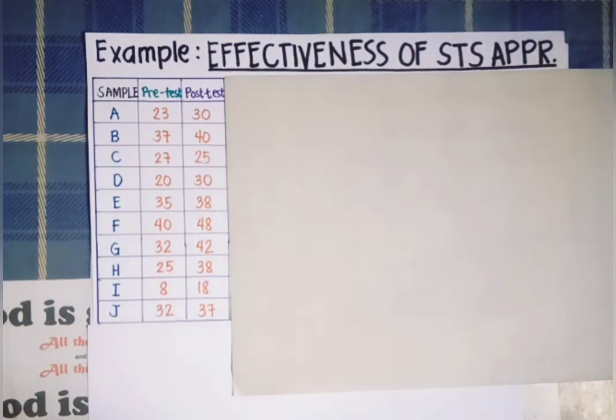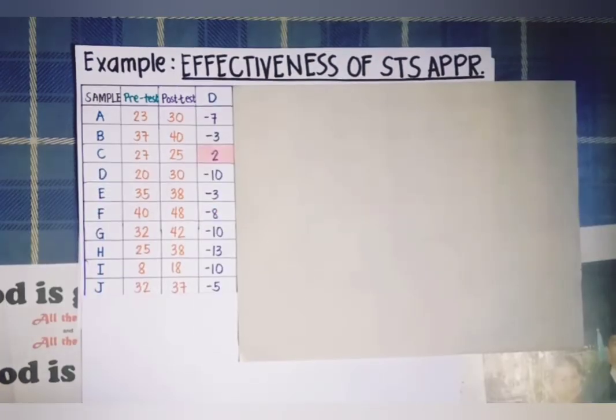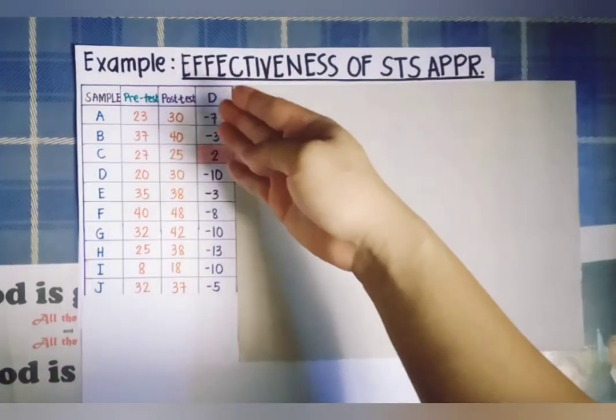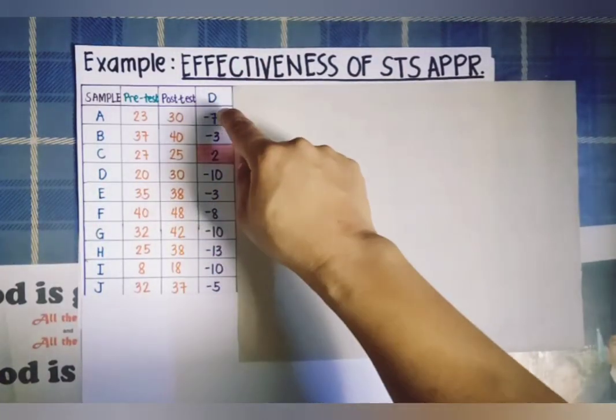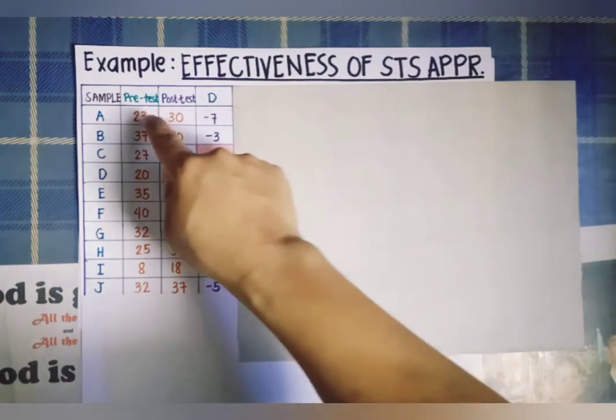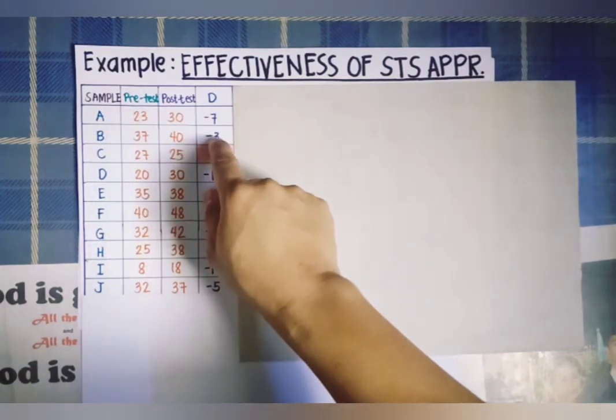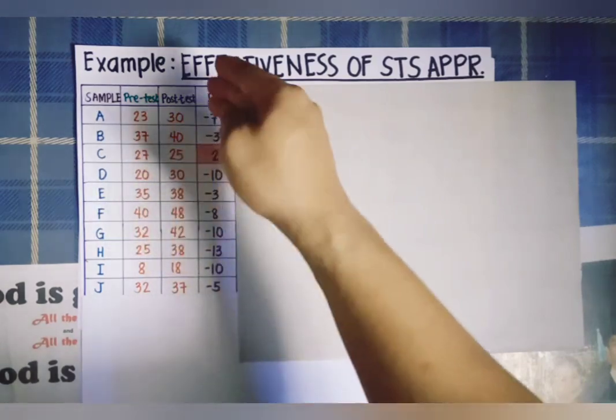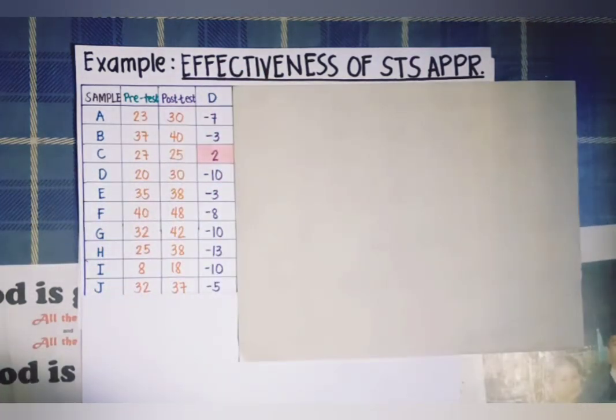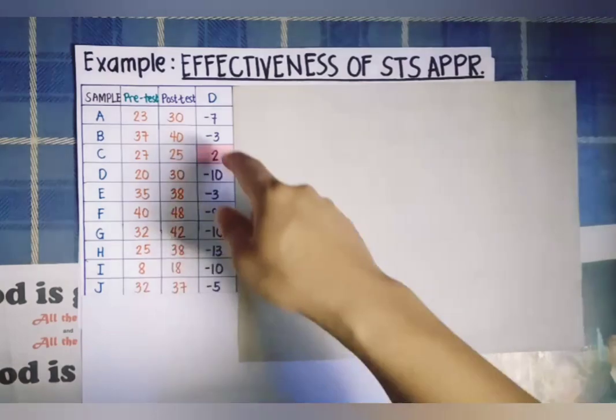So what we are going to do here is, first, we are going to get the individual differences between the pre-test scores and post-test scores. Then, we are going to get the absolute value of those differences. And then, we are going to rank the absolute value of those differences. Now, we have here the differences in pre-test scores and post-test scores. Like, we have here -7 as the difference of 23 and 30, -3 as a difference of 37 and 40, and so on and so forth. And as you have noticed here, the only positive number that we have here is 2.